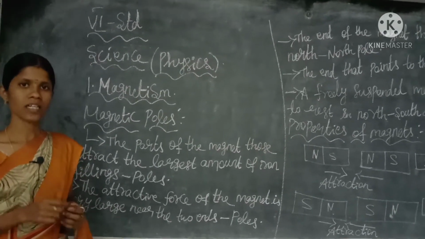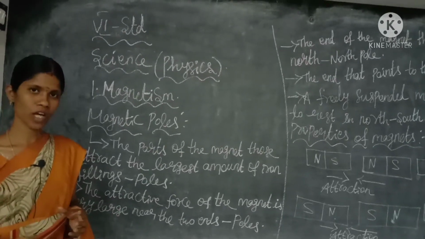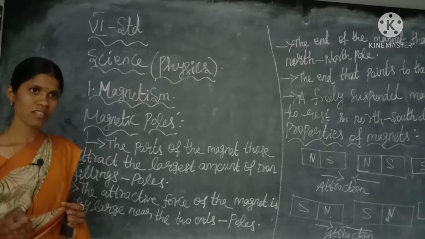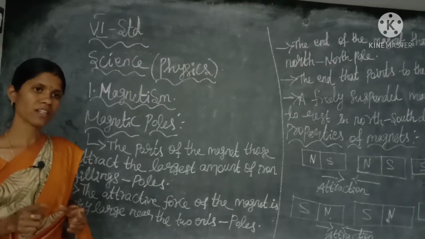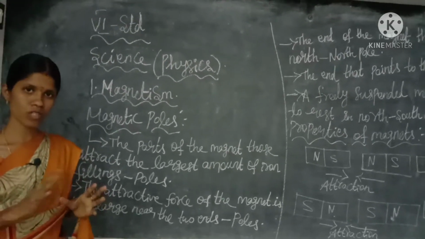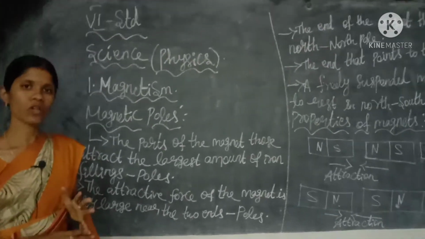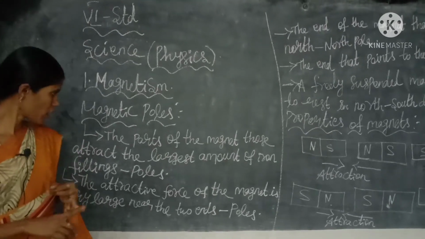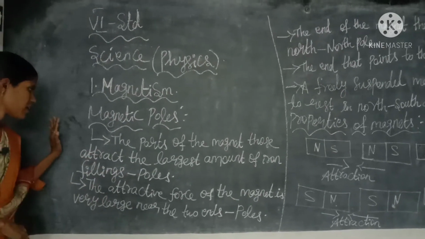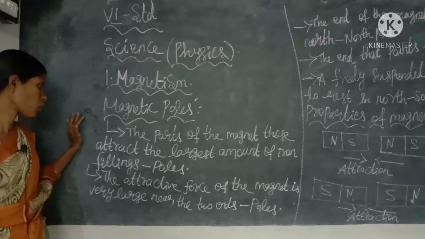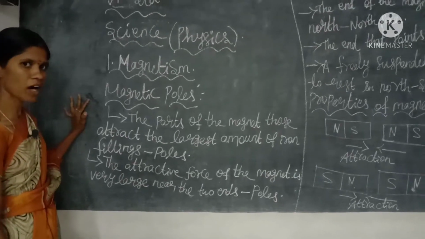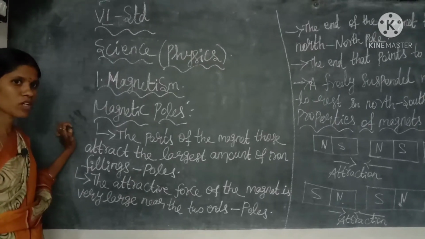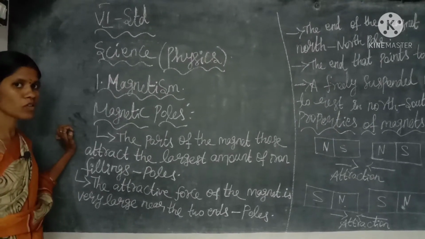At that time the iron filings will stick to the magnet. The iron filings are sticking to the magnet at two sides. These two sides are known as the poles of the magnet, one is the north pole and the other is the south pole. The parts of the magnet that attract the largest amount of iron filings are known as the poles of the magnet.